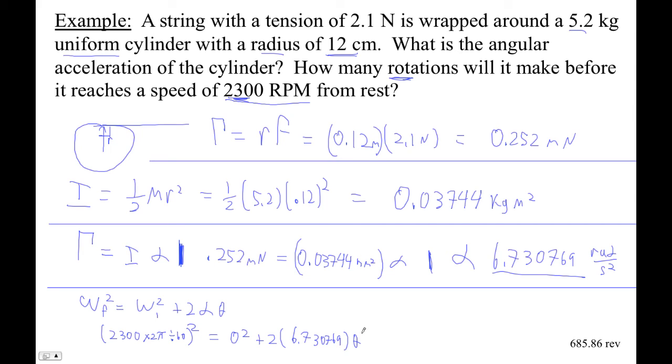All right, here we go. Are we ready for this? I think we are. So I'm going to go parenthesis 2300 times 2 pi divided by 60, right parenthesis squared, divided by 2, divided by that answer that I just got, 4309.4.